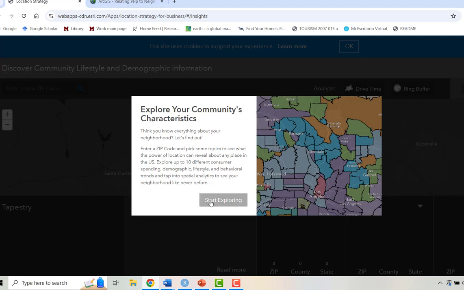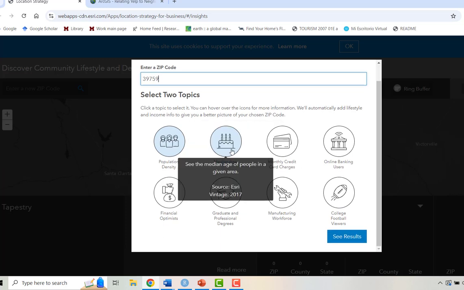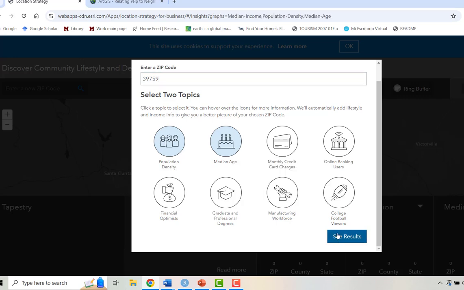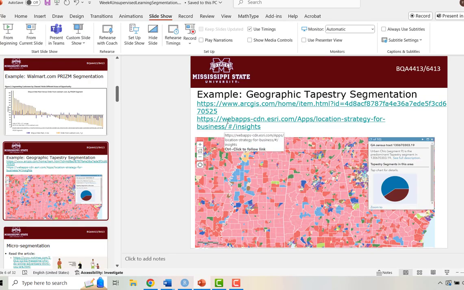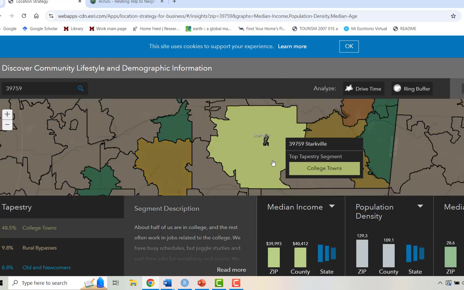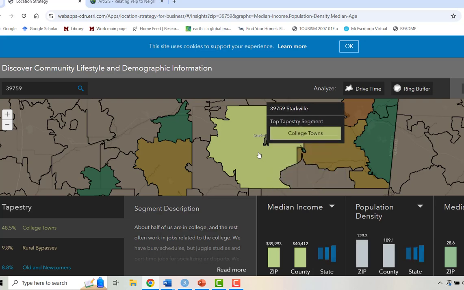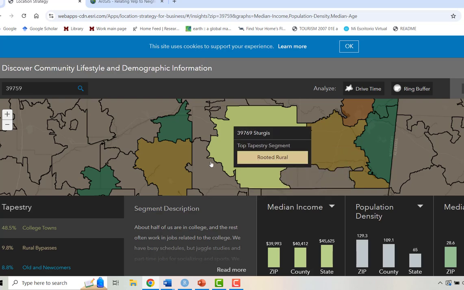So this is the Esri segmentation. And let's just have a zip code. I'll do Starkville. Let's just look at a few of these things. Well, let's just look at the median age and the population density for the moment. So if you want to try this yourself, this is the second link on slide 6. And we basically get all the information on 39759. So we get basically everything except Mississippi State.